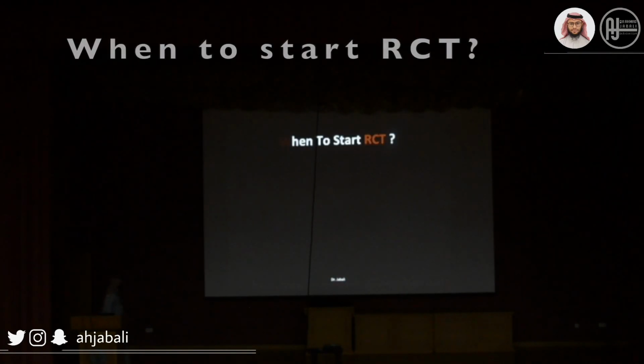So when you need to do root canal, or when can you start the root canal? This is an important question. Now I have the case, the patient is present, the tooth is present, when do I do the root canal?